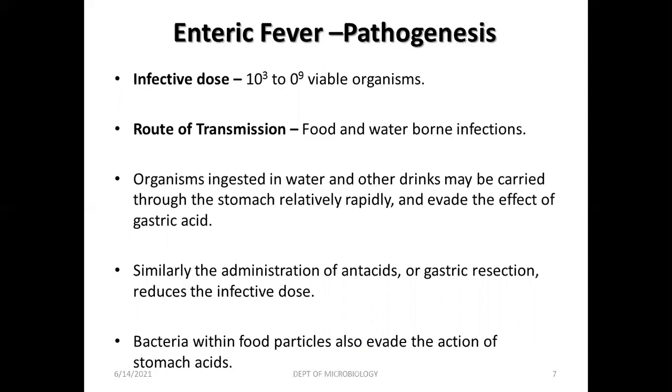Similarly, the administration of antacids or gastric resection reduces the infective dose. Bacteria which are within food particles evade the action of stomach acids.